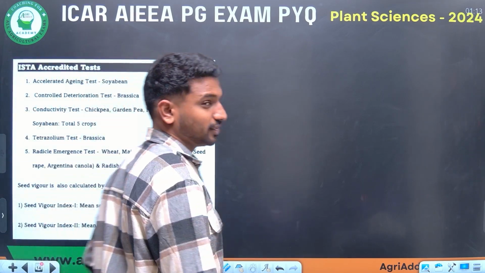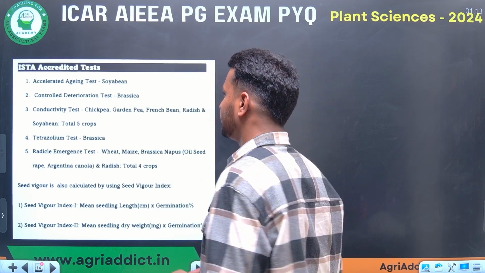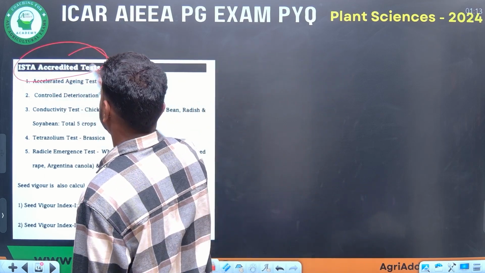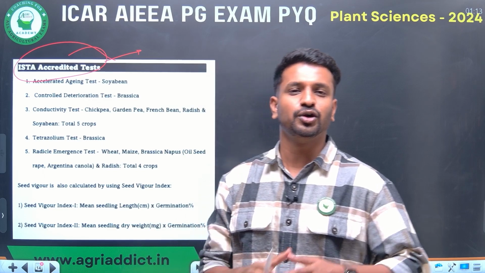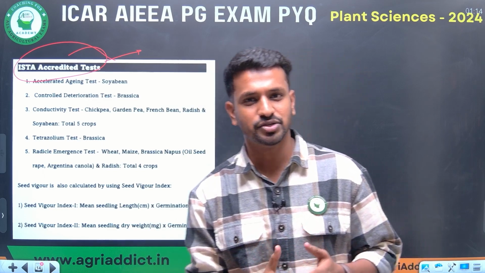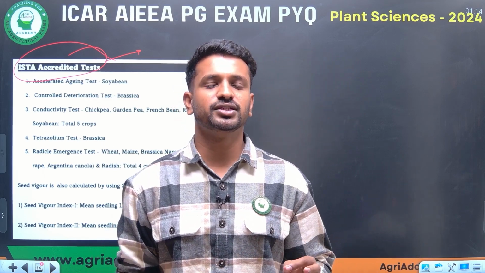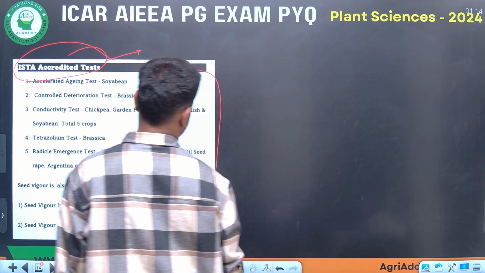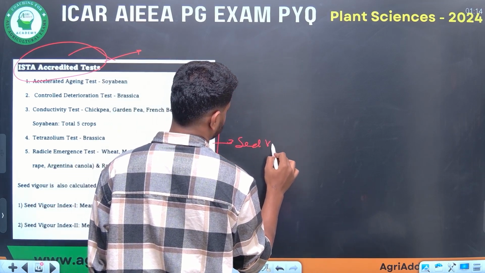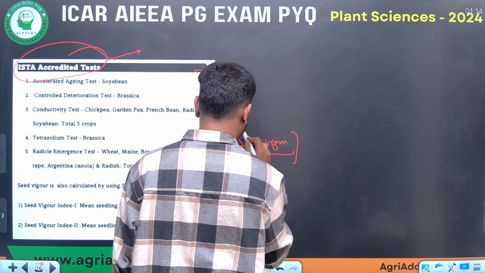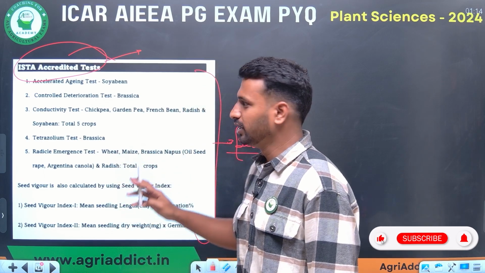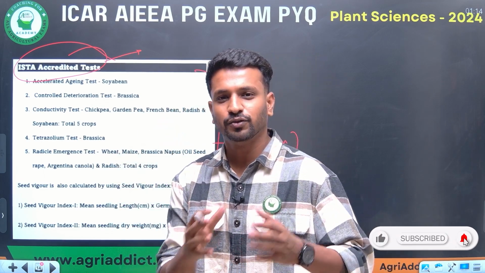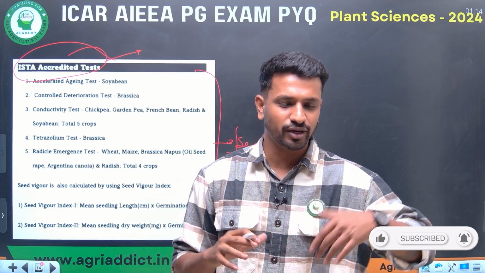Next, the most important one that you have to remember from the seed vigor test is the ISTA accredited test. So what is this ISTA accredited test? ISTA is the international organization which provides the procedures for seed testing. It has recommended some tests for calculating the seed vigor and standardized them for certain crops, mentioning that for this particular crop, this test is most valid for calculating the vigor.